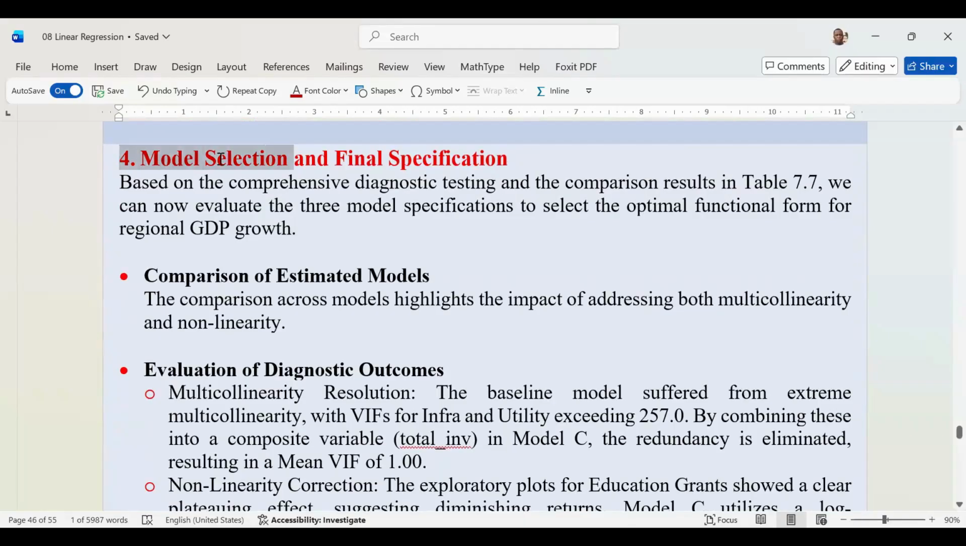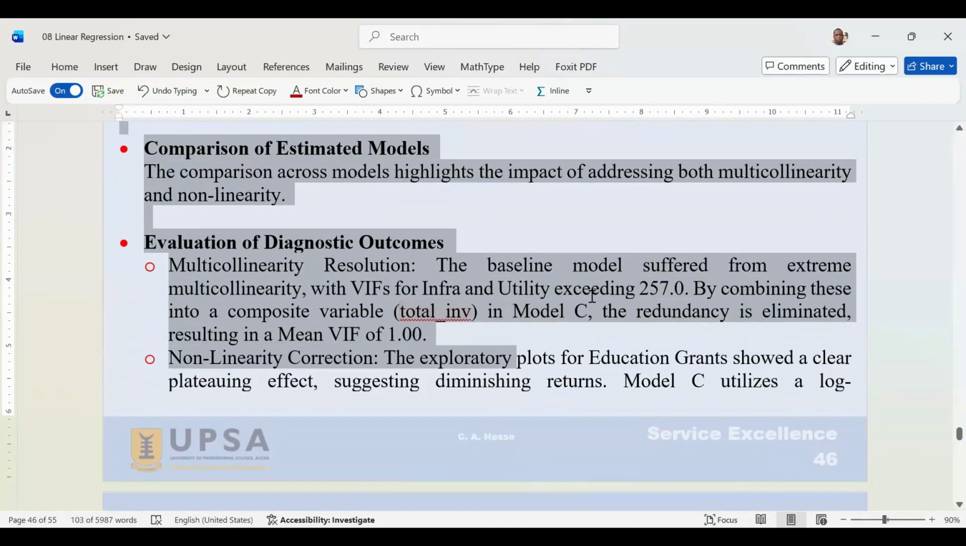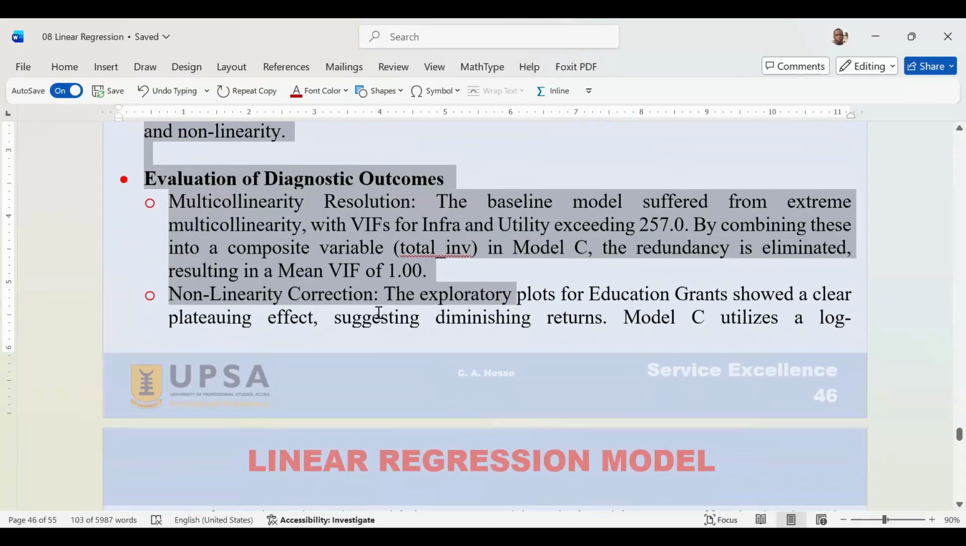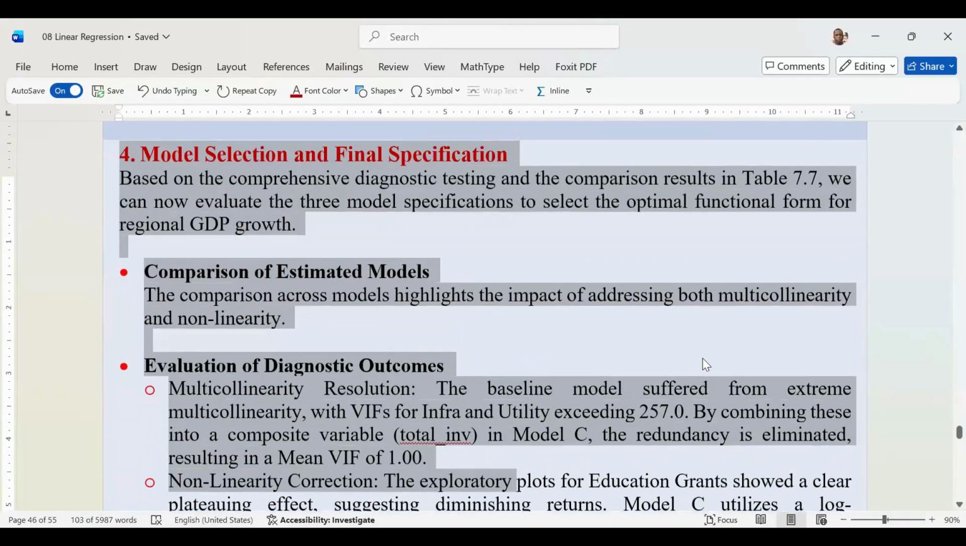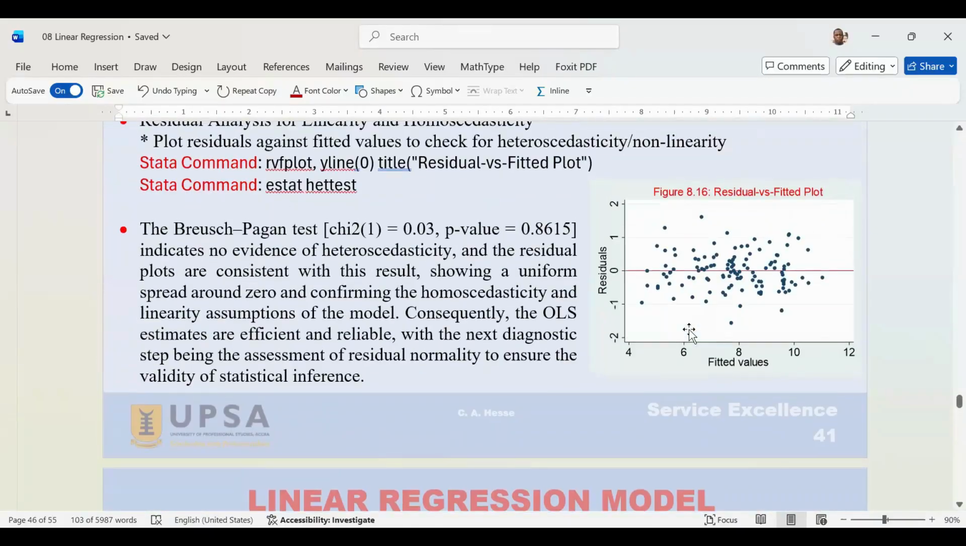Please, are you listening? So all that I'll explain is what I'll give in model selection. Which one do you select? Model C happens to have the variance inflation factor reduced from 257, you remember for infrastructure, to 1. Then the non-linearity is corrected in Model C. Was there non-linearity? I can't remember that there was non-linearity. Does it look like non-linear?